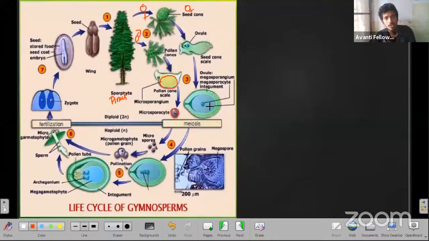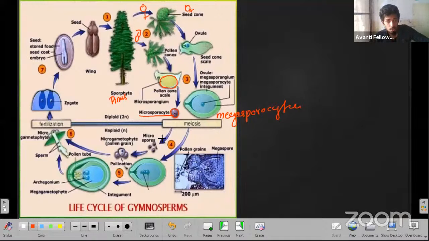So then what is happening here? They are showing all this in a single cell. Later the meiosis process is happening here. Look, this is a microsporocyte, and this one is a megasporocyte. After the meiosis, what happens?